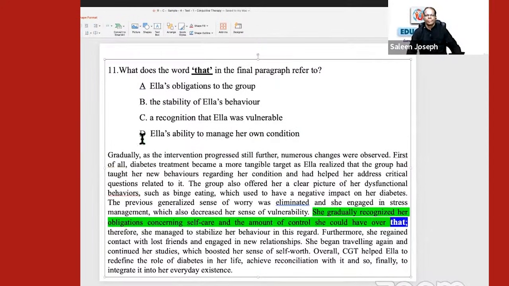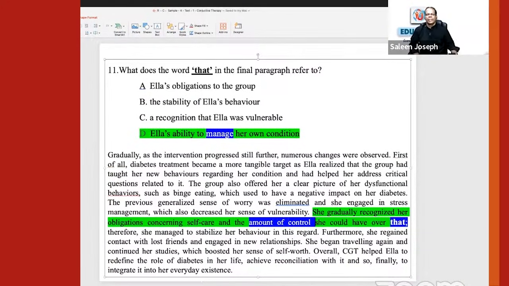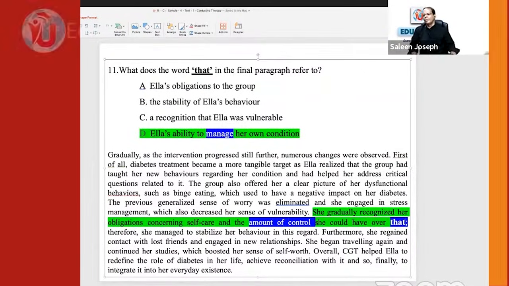B, Father. Ability to manage own. It is there, no? Father. It is here. Just before that word, it is there. What is that? She gradually recognized her obligations concerning self-care and the amount of control she could have over that self-care activities. Ella's ability to manage her own condition. The control, amount of control means manage. Do you get it? Yes. So that means Ella's ability to manage her own condition, her own self-care. Clear, no? So just before the highlighted word, you can find the answer. If not, go after.